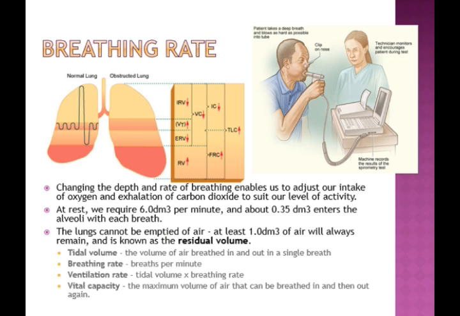Vital capacity is the maximum volume of air that can be breathed in and out again. How do you measure vital capacity? You look at the picture there. It is called a spirometry test. You put a clip on your nose and then you take the deepest breath that you can, and then you blow as hard as you can. Usually, if you have a normal volume of lungs, you would have around 6.0 dm³ per minute. If you have asthma, it might be lower. If you have emphysema, it might be lower.